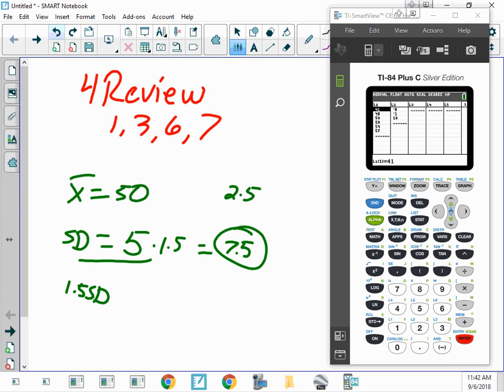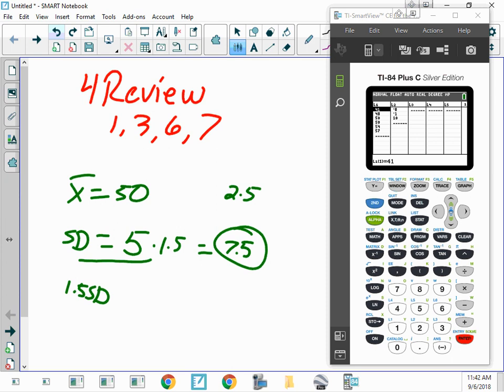Could it be 6? No. Why not? 68% of the numbers are supposed to be within 1 SD. So if I take my average of 5 and I add 6, I get 11. And if I subtract 6, I get negative 1. Are 68% of the numbers between negative 1 and 11? All of them are within that far, right?